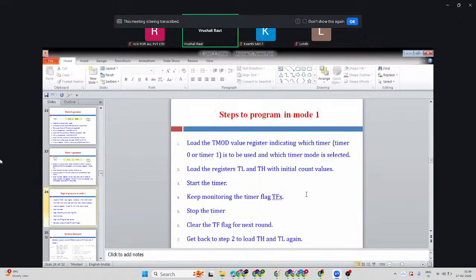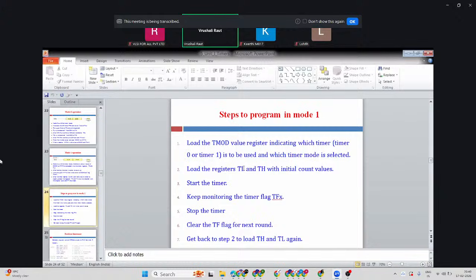So while programming, look at what steps there are. If you understood the registers, you will understand this. First, load the TMOD register indicating which timer is to be used. Is it right? What is in TMOD? Whether we are using timer 0 or timer 1, that we load in TMOD. So at first, what we have to program is TMOD. After that, load the registers TL and TH. We have selected the timer, maybe 0 or 1. Let it be timer 0.